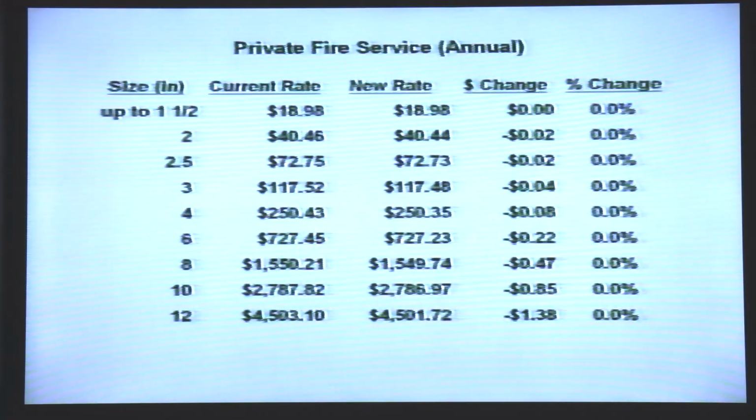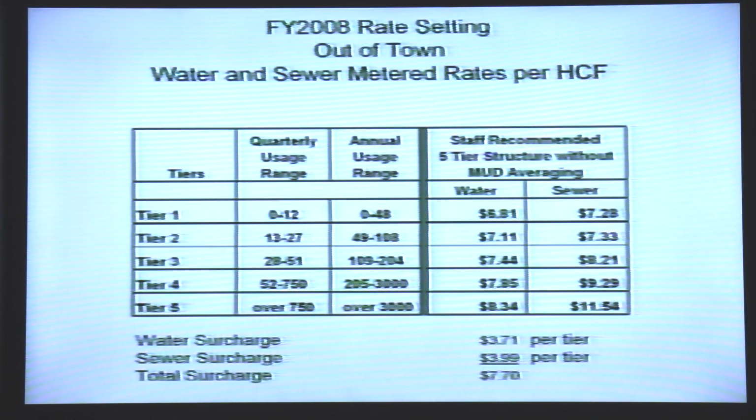Mr. Chairman, would you like us to show the fire rate slides? I think this hasn't been seen before. Yeah, I think that would be helpful. Sorry for jumping the gun on that. We have 2 motions.